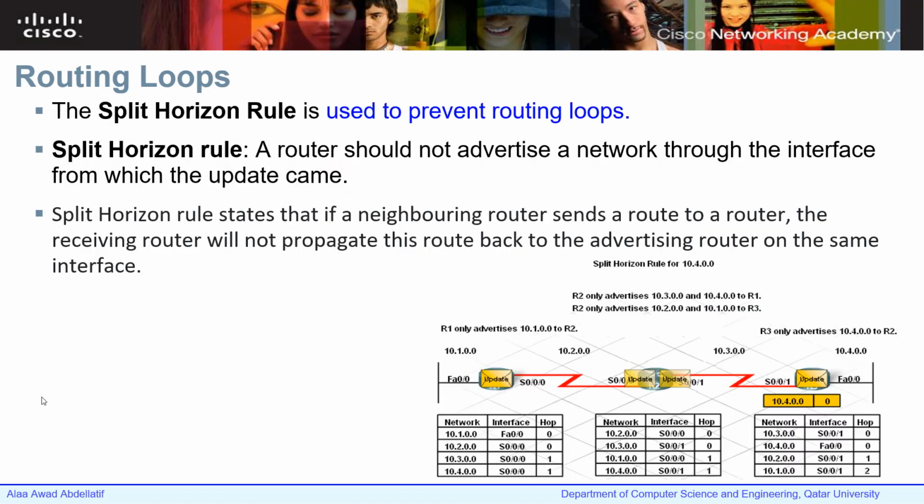Okay. The third method is split horizon rules to prevent routing loops. What is this rule? Any router shouldn't advertise a network through the interface from which the update came. Again, the problem happens when this link is unreachable and I remove this link, but R2 still doesn't remove this link and sends me back the same information again, so I add it again.